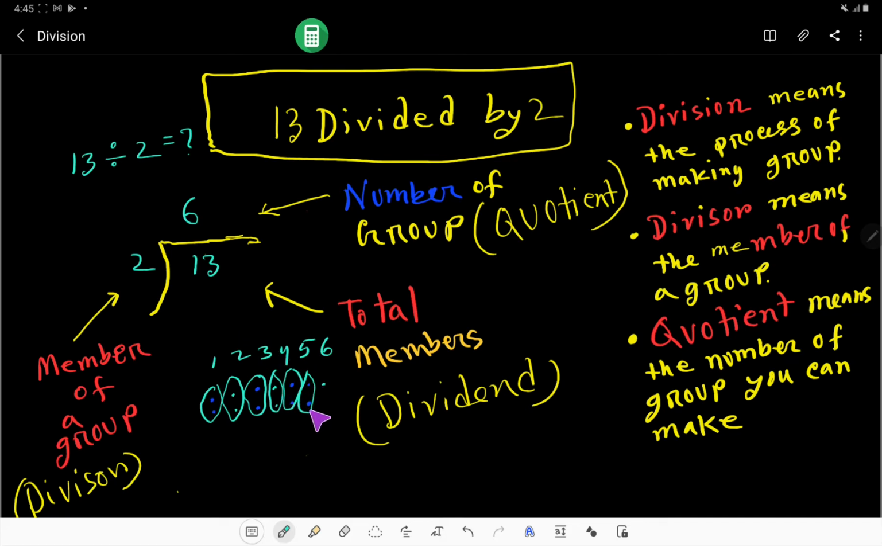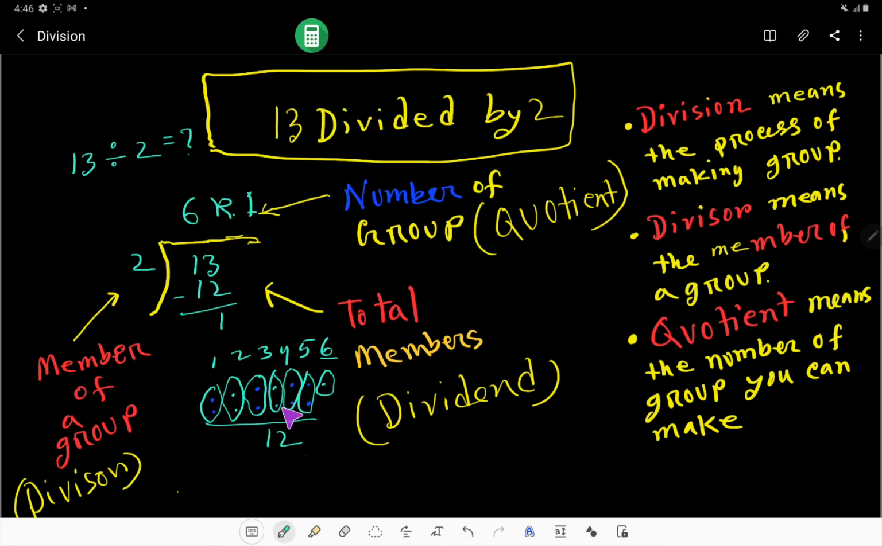Making 6 groups, you have used 2 plus 2 plus 2 and so on, that is 12 members. So 2 times 6 is 12, right? If you deduct, then you get 1. Here is the 1 member left, right? So 13 divided by 2, the answer is 6 remainder 1. This 1 as a remainder comes here: 6 remainder 1. This is the answer, right?